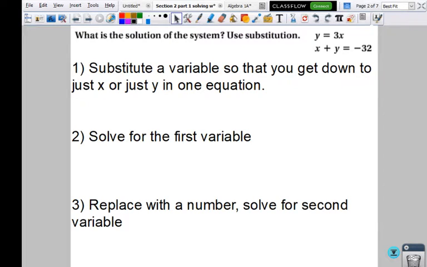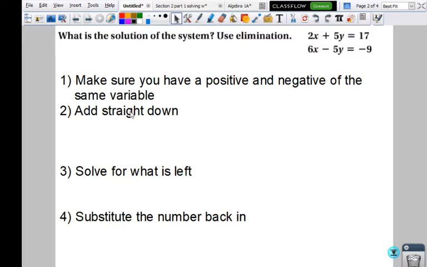Alright, a system of equations is two equations, like right here. Oh, wait, we're on the wrong one. There we go, this is the right one. This is a system of equations right here.